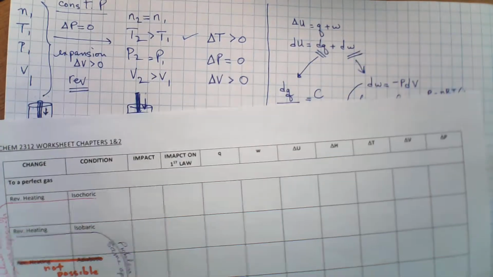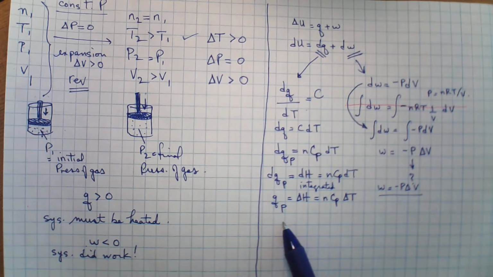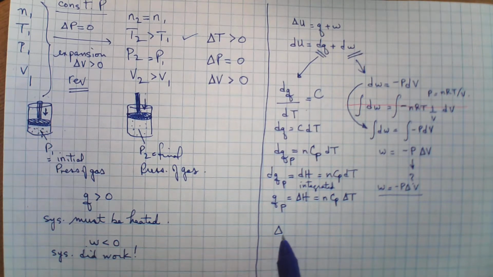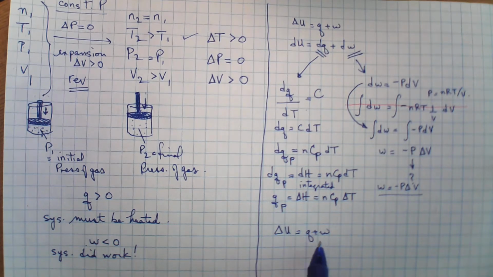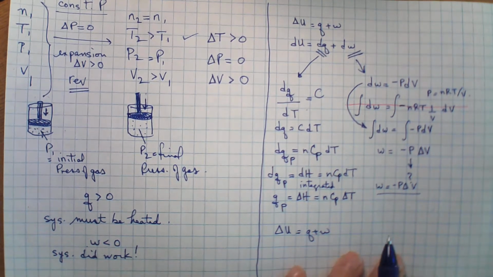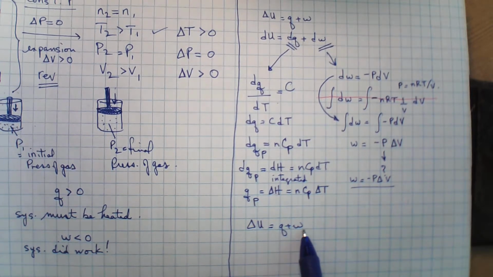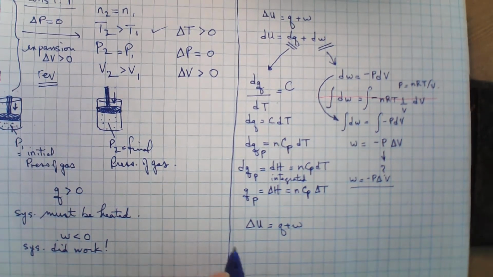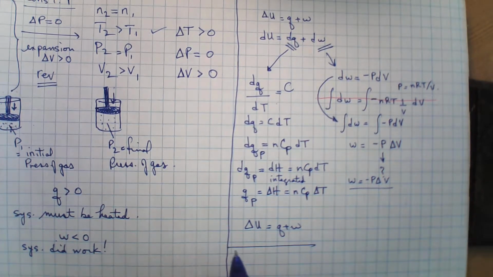Let's see, we had Q, W, delta U, delta H. So if I find my Q, delta U is equal to Q plus W. So when I calculate Q and I calculate W, I can just add those together. There's my work and my Q. I can add them together and get delta U. And the following is also true.